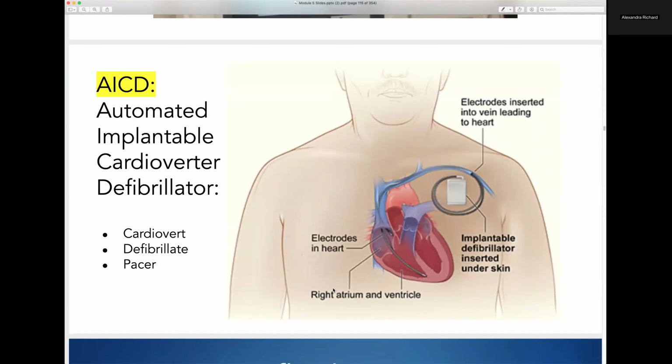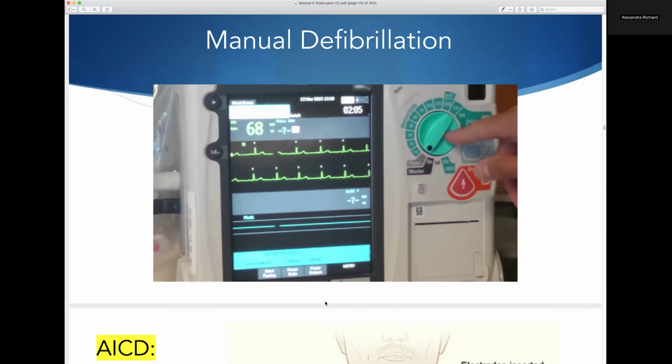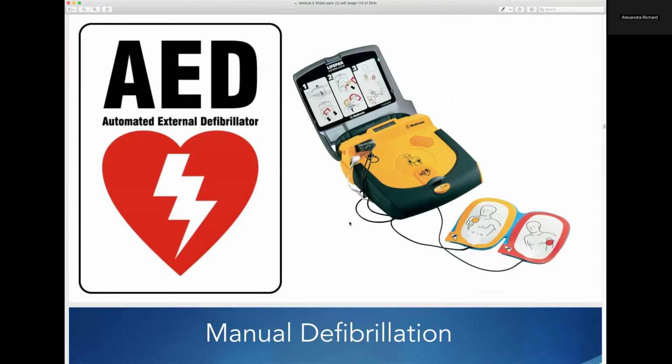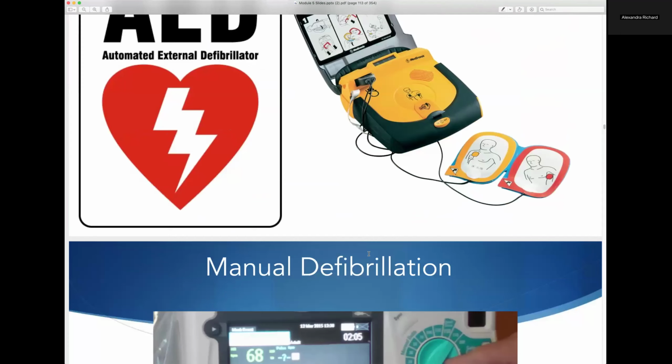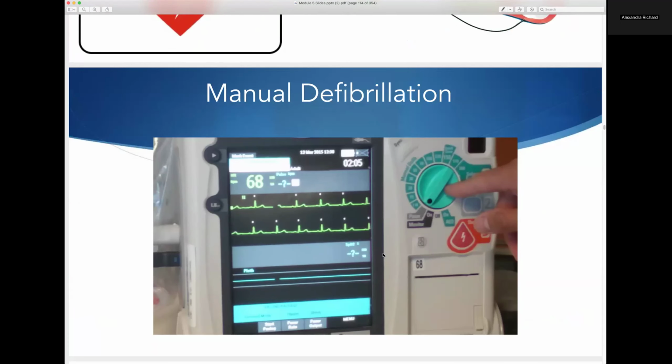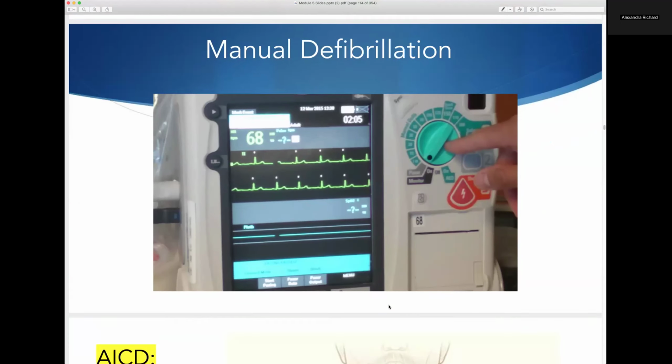So we learned about automated external defibrillators, the public ones. We learned about manual defibrillators, which is what we use in the hospital. One thing about both of these defibrillators, the manual and the AED, is that they are external, right? We're putting pads on the patient, turning on the machine, and we go from there.